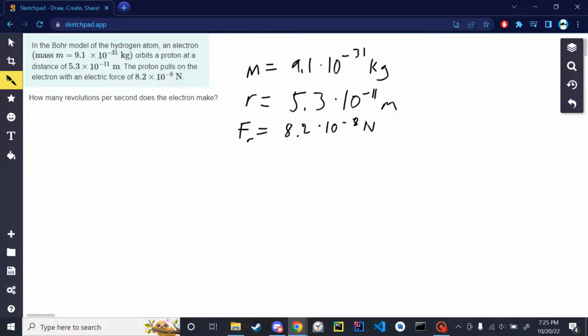So, since we know the force, we know the mass, we can get the radial acceleration. And radial acceleration is angular acceleration times the radius. And then we can solve for the angular radius, which is in radians per second.